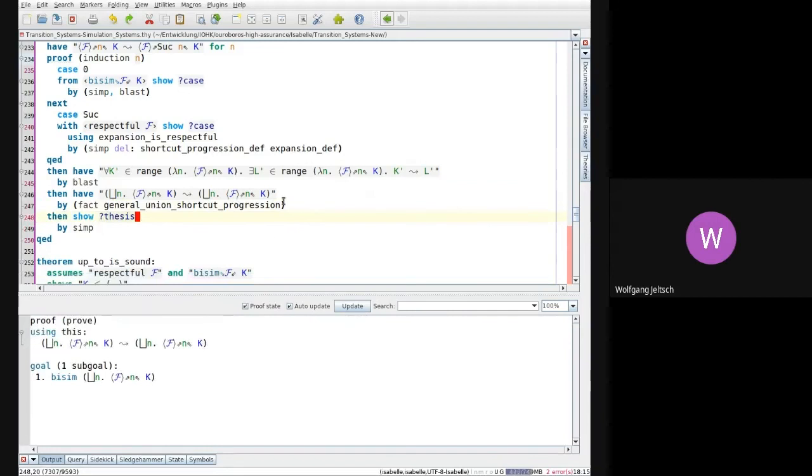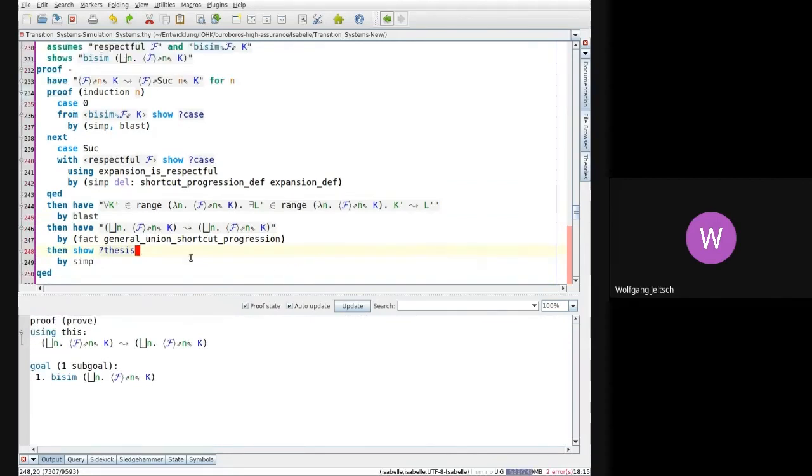And from this, we can show our thesis, namely that this union is a bisimulation relation. Well, this follows from the definition of bisimulation relation. So the simplifier can do it. We could write it more explicitly, just basically unfolding the definition. Actually it's not so trivial, because this is a shortcut progression, right? So this says that this shortcut bilaterally progresses to itself, and it's also included in itself. And we drop also this inclusion because it's trivial and we don't need it for this being a bisimulation relation.